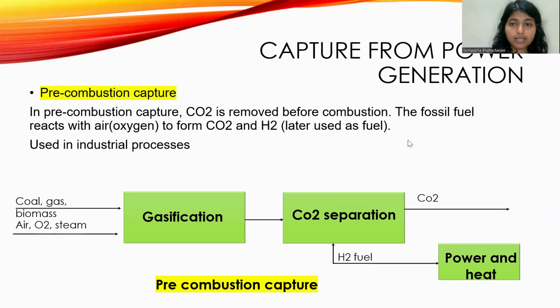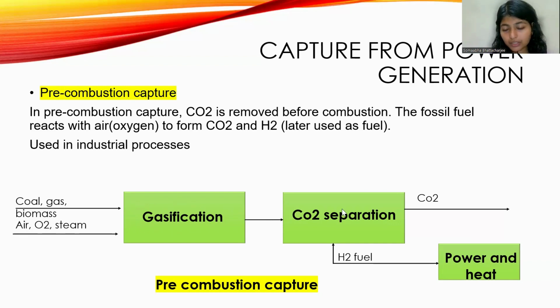before the combustion process. The fossil fuel reacts with air, specifically oxygen, to form carbon dioxide and hydrogen, and this hydrogen can later be used as a fuel. So this pre-combustion capture process is mainly used in industries. In this flow diagram, we can see that first we have coal, gas, and biomass, and then we have air and oxygen stream. So this undergoes the gasification process.